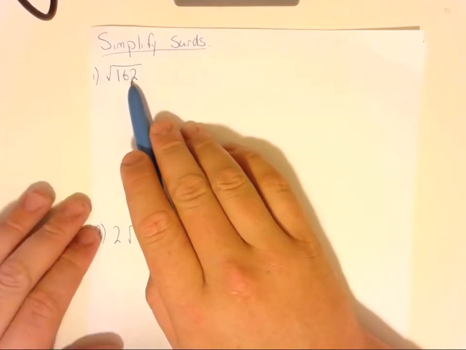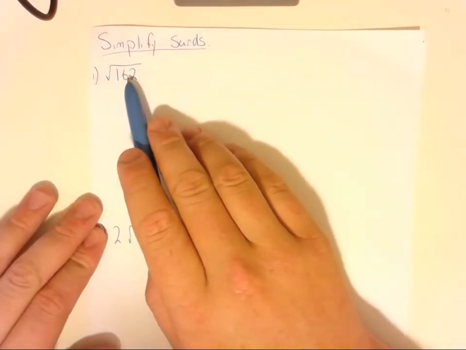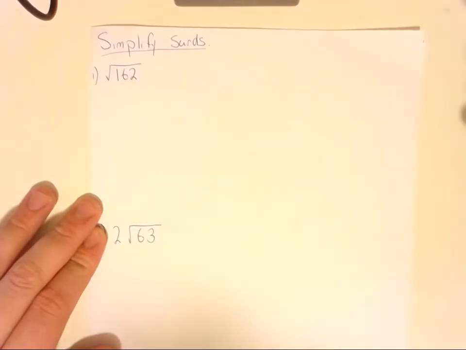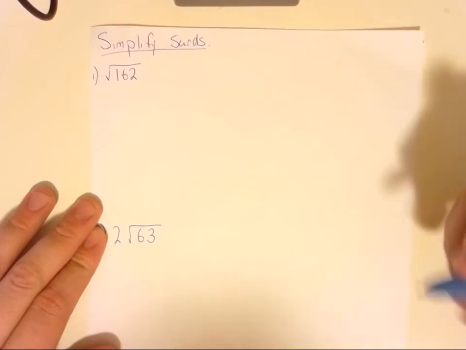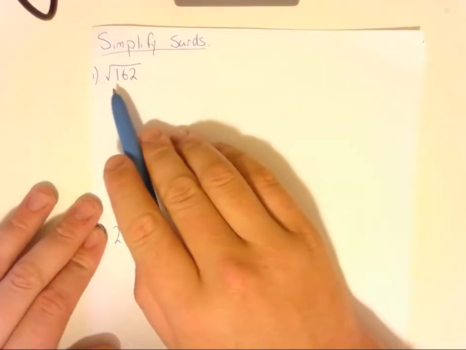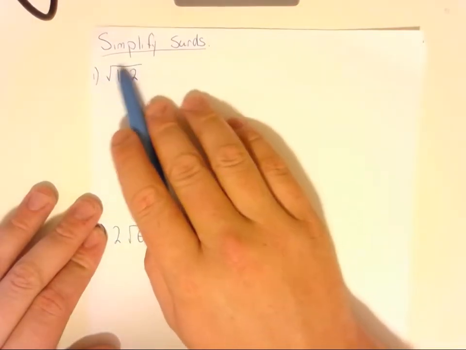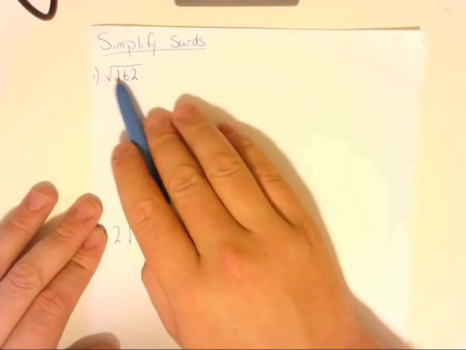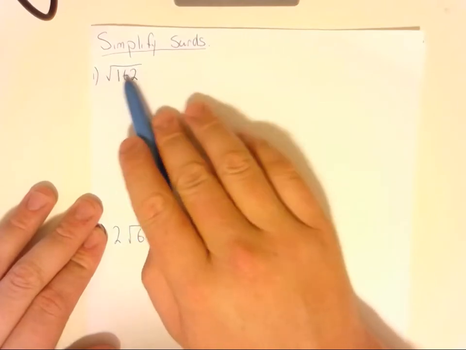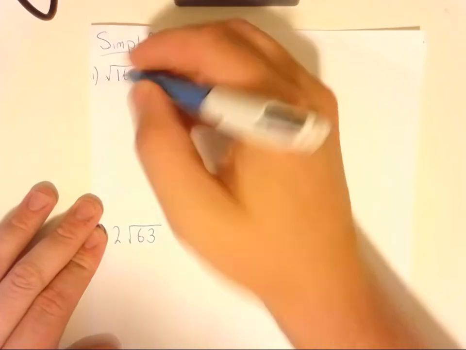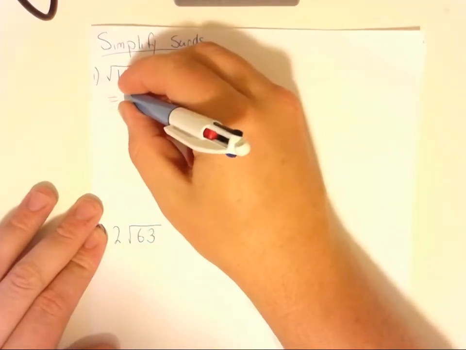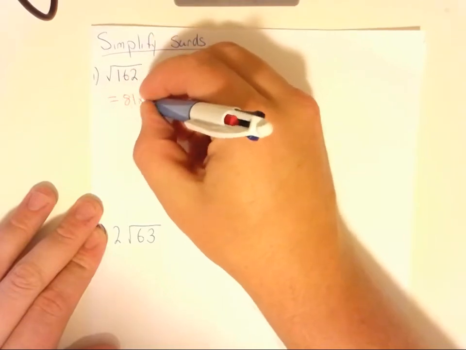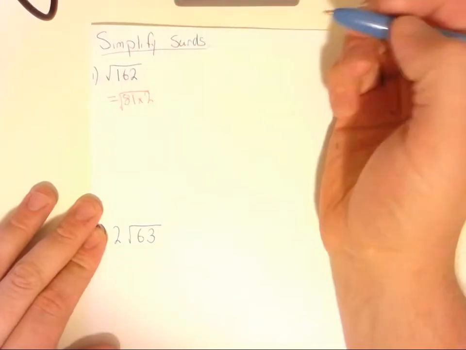Now, as I suggested to you, it would be very handy to have your square numbers written down on your page from say 1 to 144. So you can hopefully identify that a square number that lies within 162 is 81. So we can actually adjust this and change it to 81 times 2 within the square root.